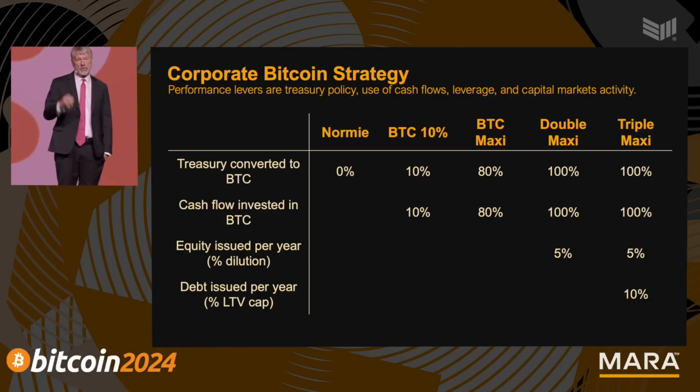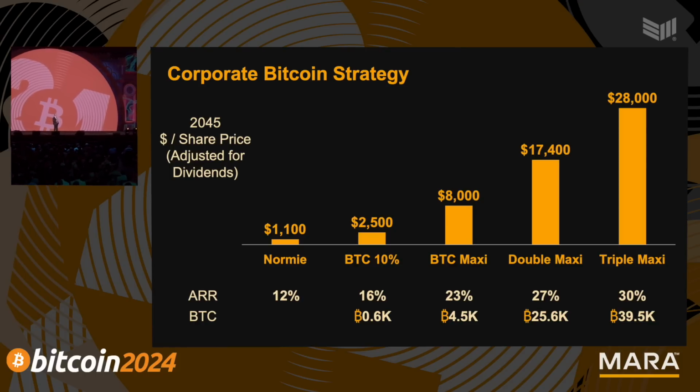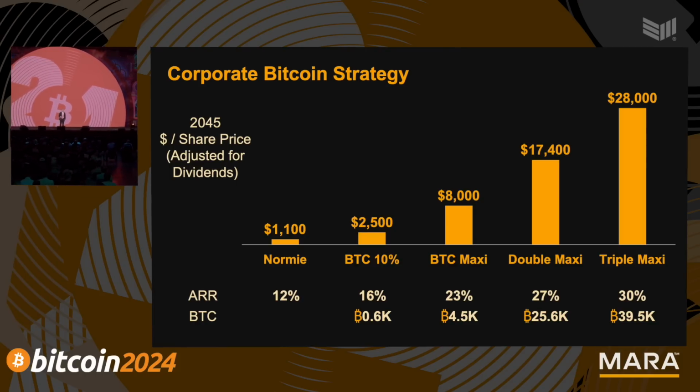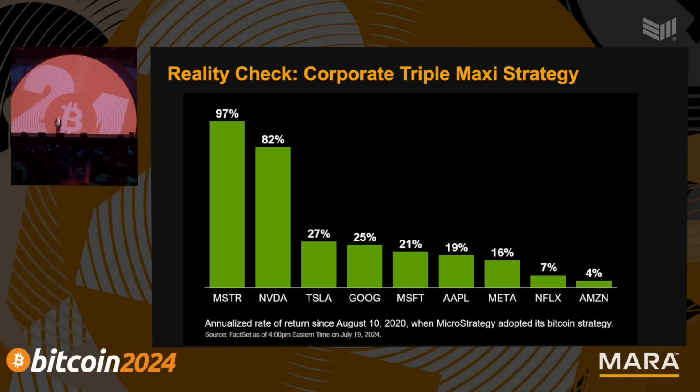Well, the normie is going to be okay. You'll have a $1,200 stock price, but just 10% allocation doubles it. The Maxi is going to nearly 8x it. The double Maxi is $17,000 stock. The triple Maxi is $28,000. What kind of company do you want to run? Reality check. This is a triple Maxi strategy at work right now. This is MicroStrategy.